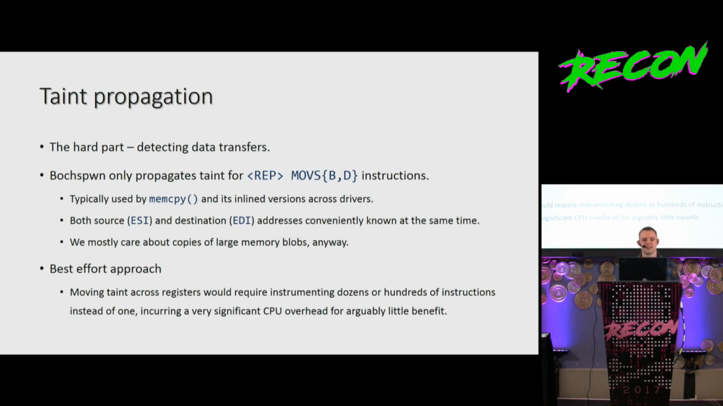What this gives us is that we have both the source and the destination address at the same time set in the ESI and EDI registers. So we can very conveniently move taint from one place to another. And this is actually quite good enough for us, because we mostly care about copies of large memory blobs. Anyway, as I said before, basic types are not so much of a problem. The bigger ones are the larger structures, arrays, and stuff like that. So this is basically just a best effort approach. It could probably be improved, but it would require adding a lot of code in the instrumentation, and the benefit would be arguably quite little.